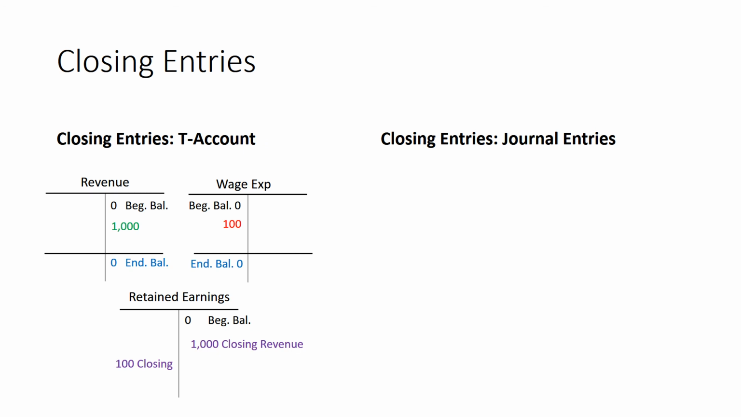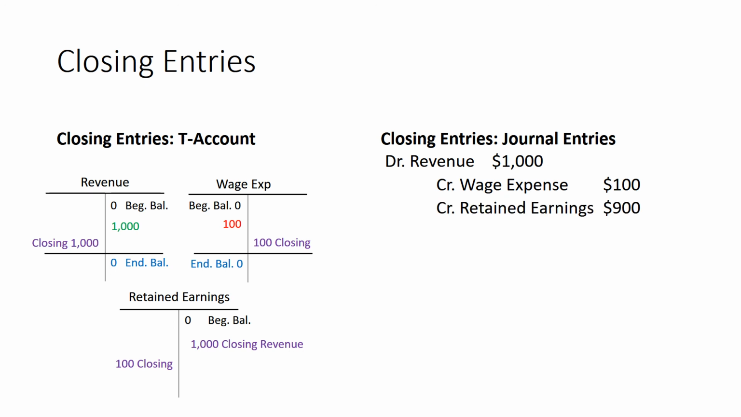Now let's look at it in journal entry form. For revenue, our closing entry would be a debit of $1,000, so we'll debit revenue for $1,000. For wage expense, in order to close the account down to zero, we have to credit wage expense by $100, so we'll credit wage expense for $100. And that means we need a credit of $900 on the right-hand side so that the total debits equal the total credits, and that comes from our retained earnings account.